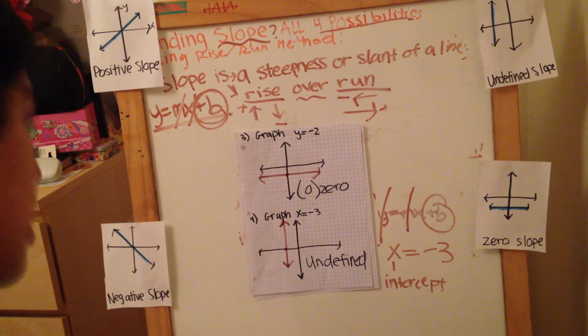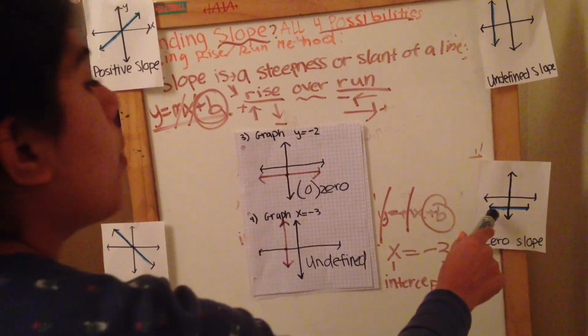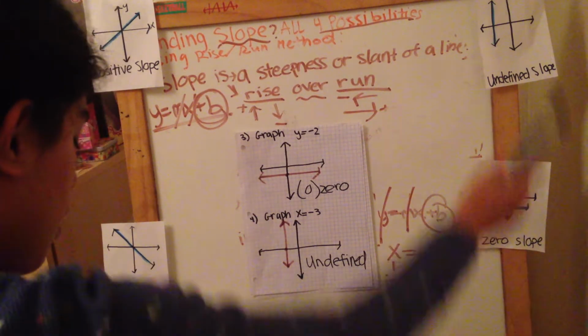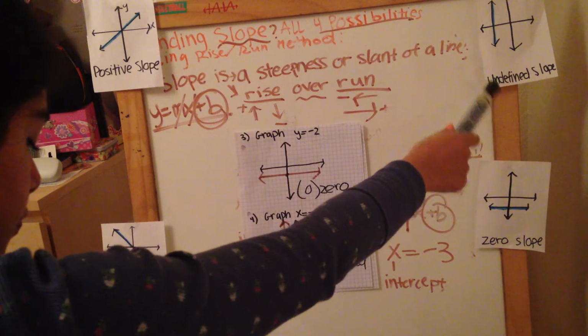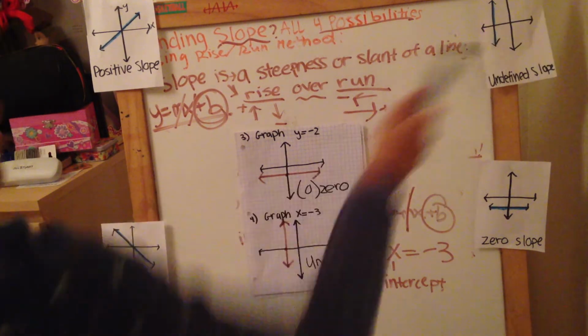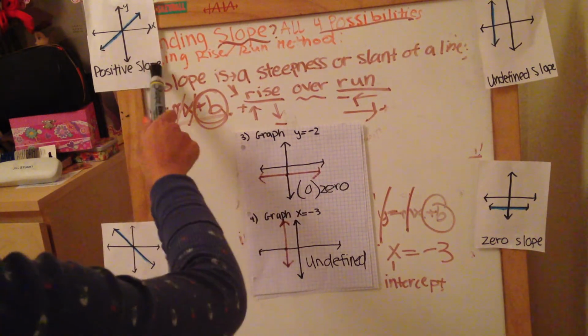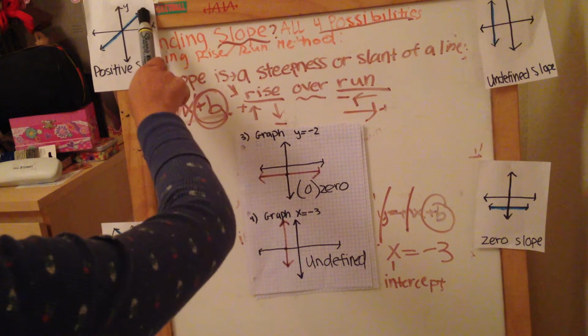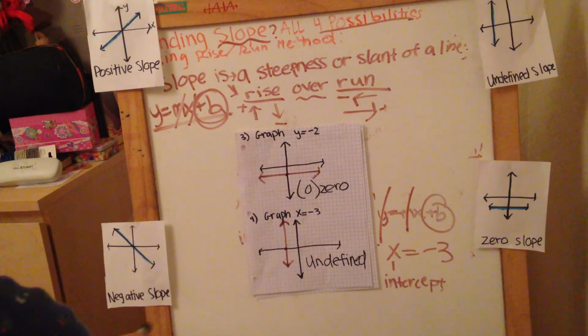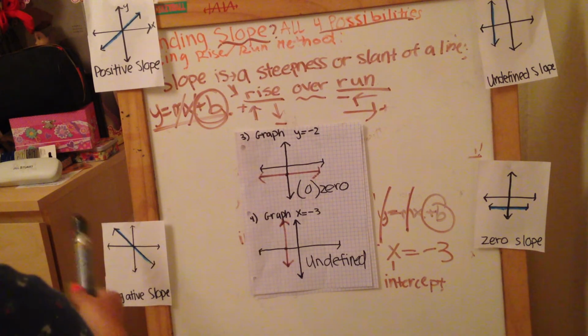Remember, zero slope is going horizontal. Undefined slope is going vertical. Positive slope is going from negative to positive. And negative slope is going from positive to negative.